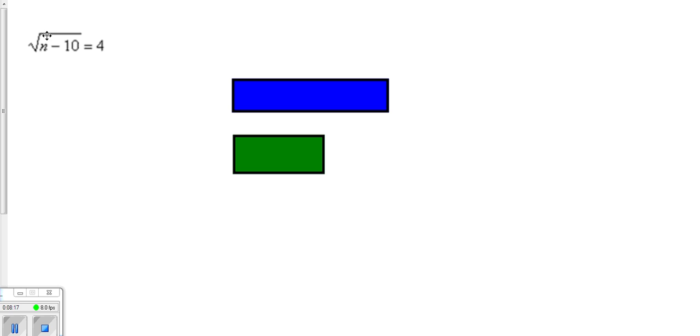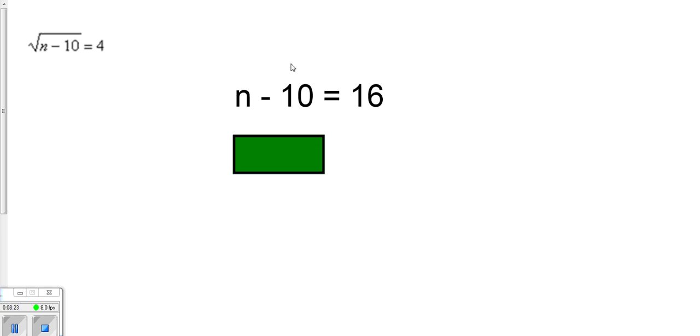And we have square root of n minus 10 equals 4. Well, to get rid of that square root, we'll square both sides and get n minus 10 equals 16. To get n alone, we add 10 to both sides, and we get n equals 26.